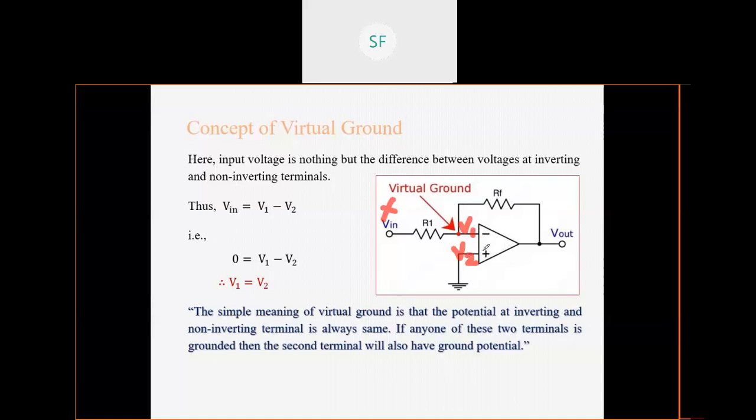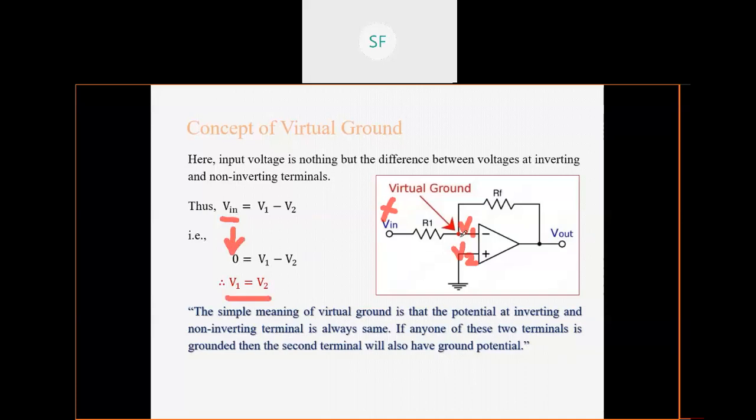We have seen that. Why? Because op amp is nothing but a differential amplifier. So we have seen that here the input voltage is nothing but the difference between voltages at the inverting and non-inverting terminals. So V in equals V1 minus V2. But we know that V in should be 0, as we just extracted. In order for the gain to become infinity, V in should be 0. So when I put V in as 0 here, I get 0 equals V1 minus V2. That means V1 should be equal to V2.